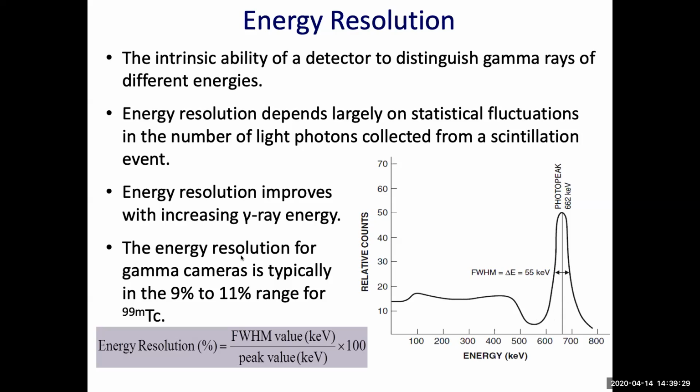Anyway, the energy resolution for the gamma camera is typically between 9% and 11% and can be calculated using this equation. So energy resolution is the full width at half maximum divided by the photopeak. This is for cesium 137, sorry. So this is for the cesium. We take the full width at half maximum 55 keV divided by the photopeak 662 keV multiplied by 100. We get the energy resolution of this gamma camera or detector.